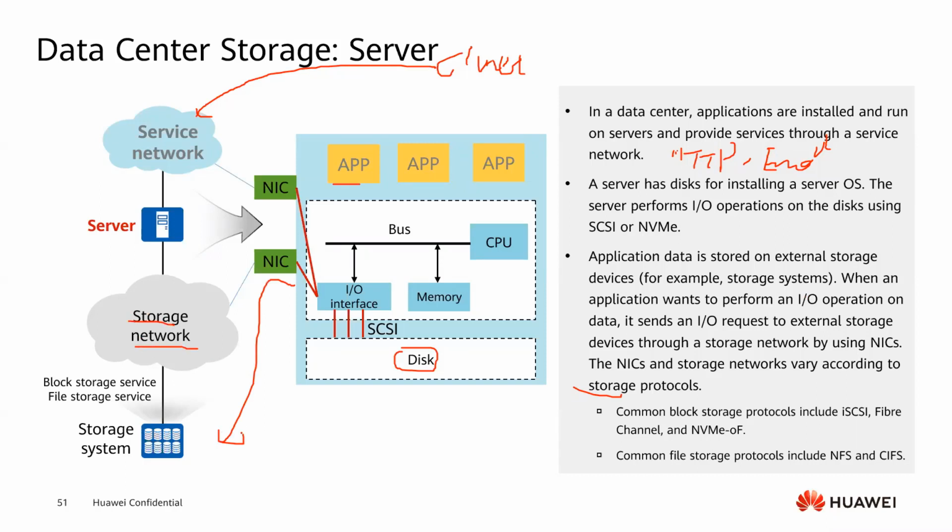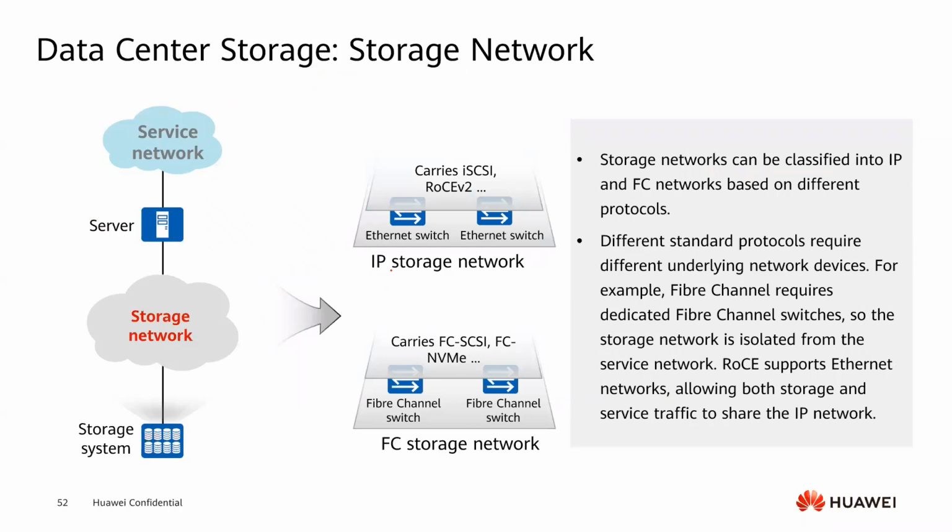And according to different storage networks, different storage protocols will be used. For example, if I use an IP storage network, maybe I will use the iSCSI protocol or the RoCE v2 protocol. If I use the FC storage network, then the FC-SCSI or FC-NVMe protocol will be used. So the I/O operation, for example the instructions, will be transferred through the storage network until it arrives at the storage system.